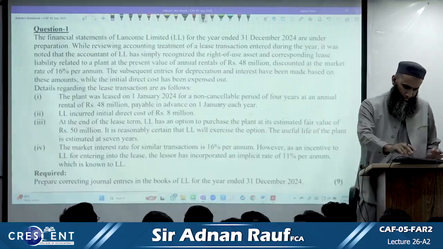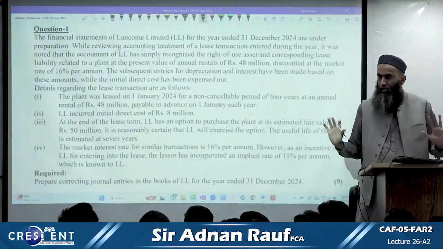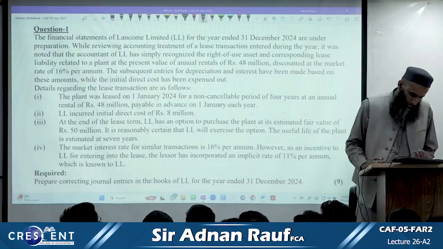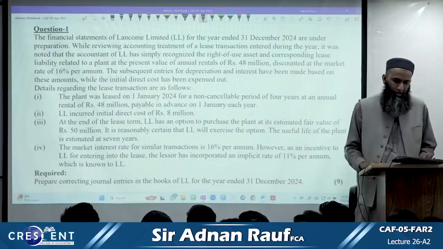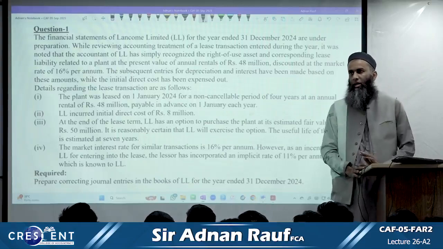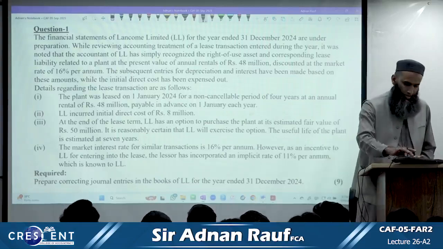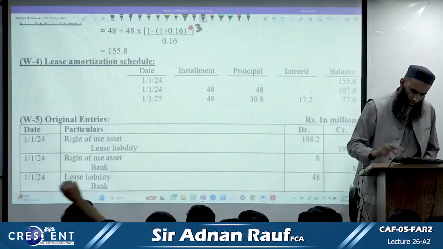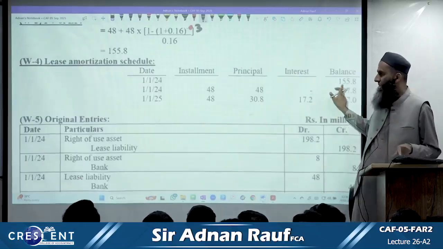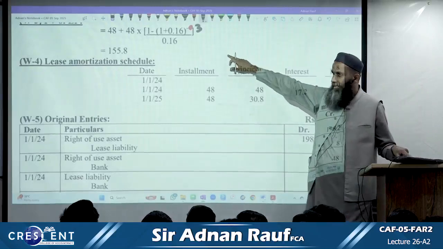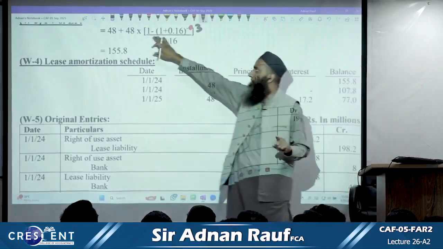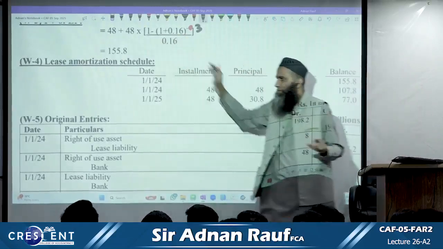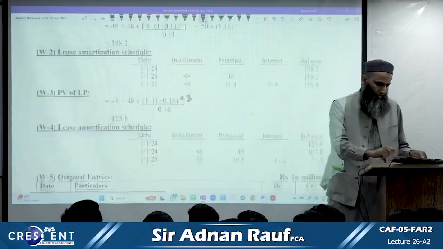Let's move ahead. He has made a mistake, right? What has he done? The subordinate entries for depreciation and interest have also been made on these amounts. So my dear, you must have done it the same way, that our 155.8 is coming out. What is the mistake? 48 was discounted at 16%, so 155.8.